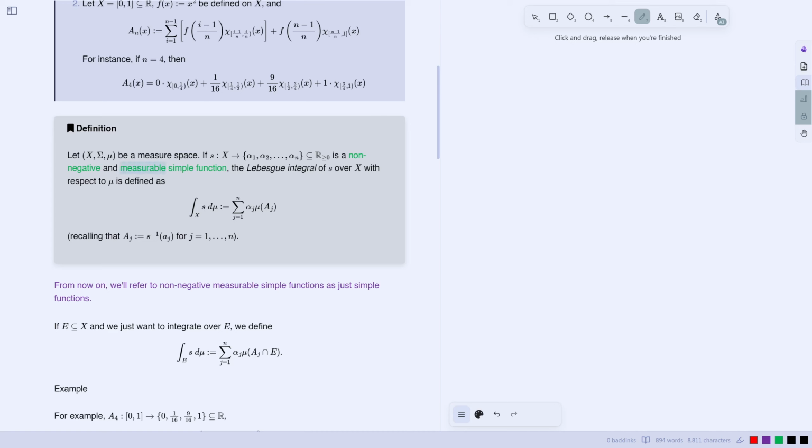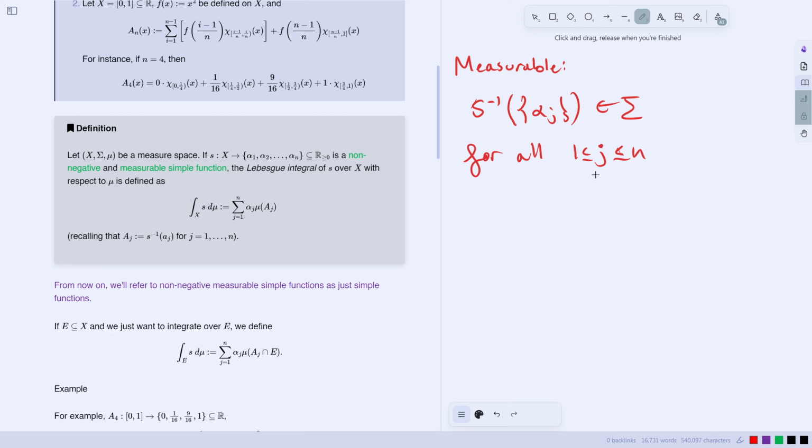What do I mean by measurable? By measurable, I mean that S inverse of each alpha j is an element of sigma. The preimage of each of these points is measurable for all j between 1 and n. And we'll get to a more general definition of measurable functions in a moment. But just digest this for a second, okay?